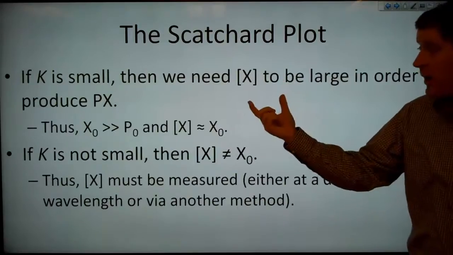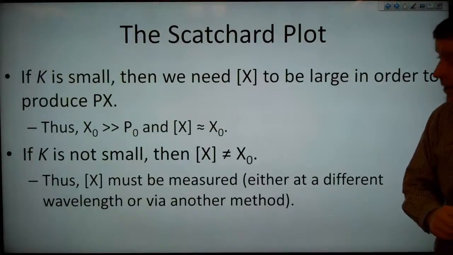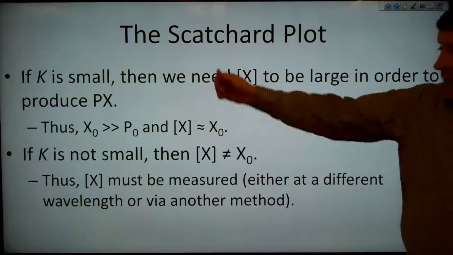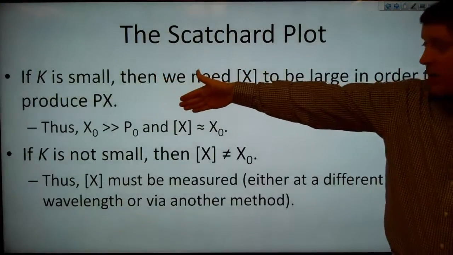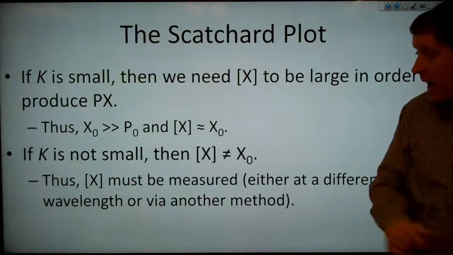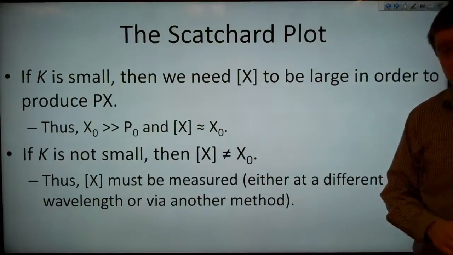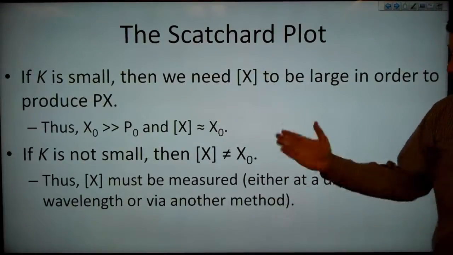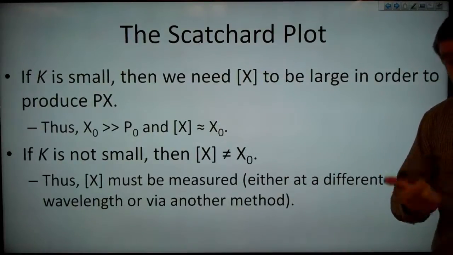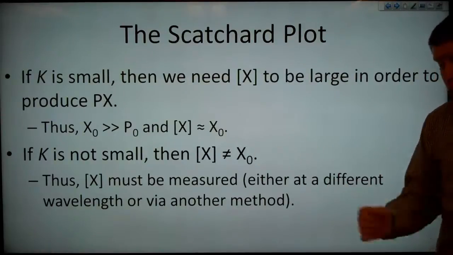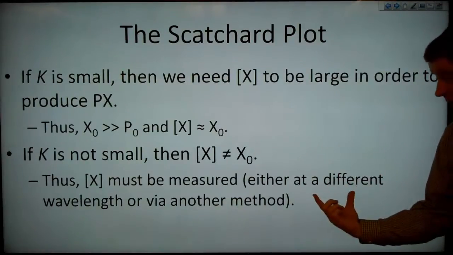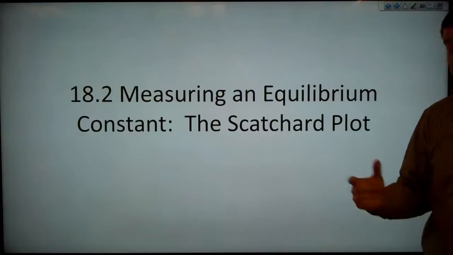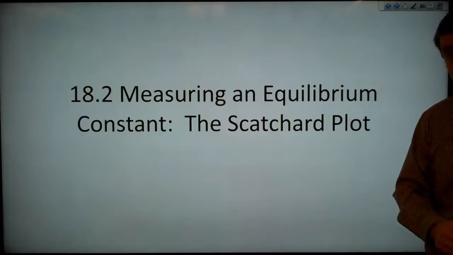Now if K is small, then we need the concentration of X to be large in order to produce PX. And this means that X naught is much larger than P naught, and the concentration of X is approximately X naught. If, however, K is not small, then the concentration of X is not equal to X naught. And thus the concentration of X has to be measured either at a different wavelength or via some other method. And that was measuring an equilibrium constant, the Scatchard plot.